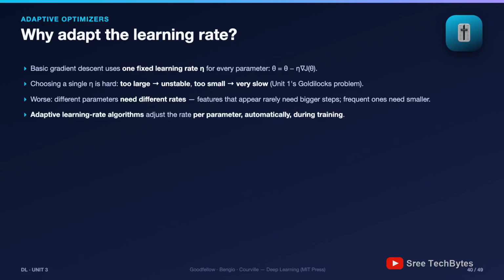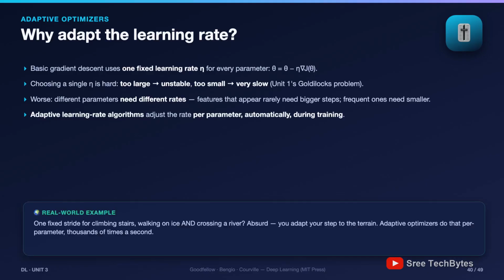The analogy: one fixed stride length for climbing stairs, walking on ice, and crossing a river. Absurd. You adapt your step to the terrain. Adaptive optimizers do exactly that, per parameter, automatically, thousands of times a second. The lineage we will follow: Adagrad, then its refinement into Adam.